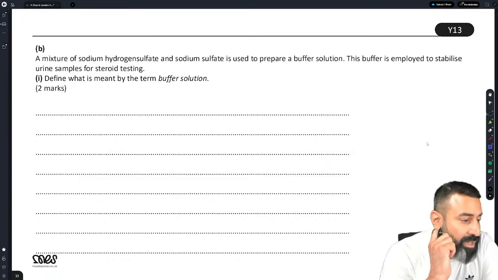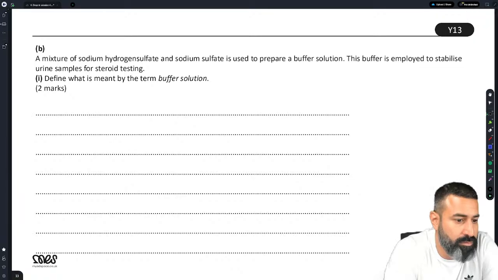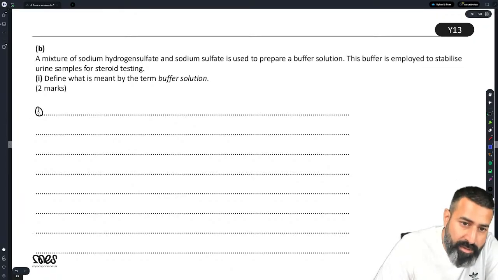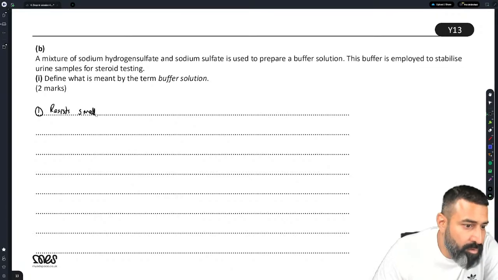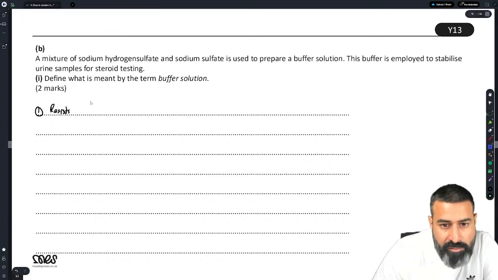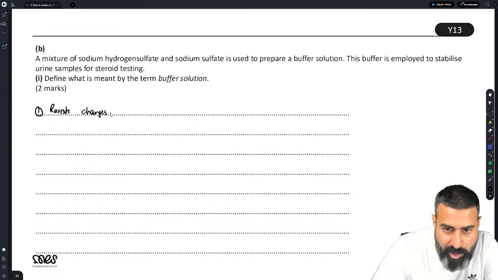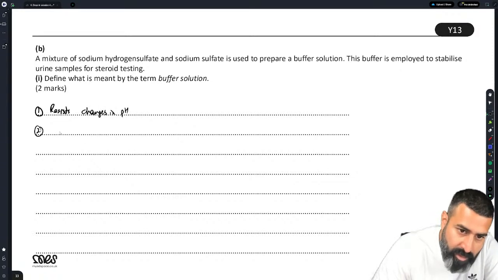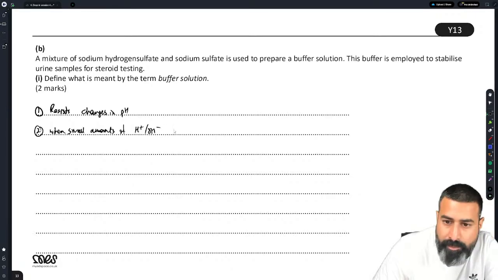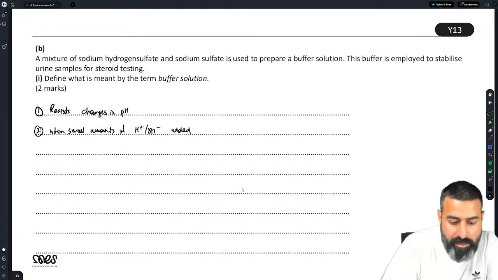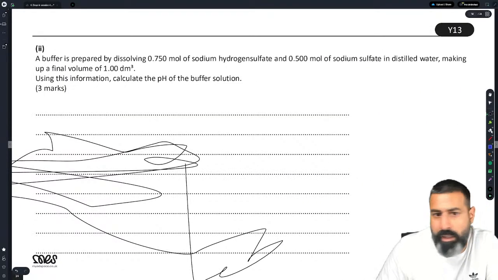Let's go. What is meant by the term buffer solution? So it's a solution that resists changes in pH when small amounts of H plus or OH minus are added. Cool. Done. Let's go. Okay.